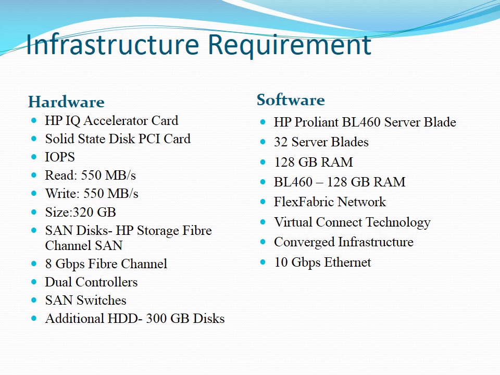Then in case of software, the following are the requirements: HP ProLiant BL460 server blade, 32 server blades, 128 GB RAM, and BL460 128 GB RAM, which increases the processing speed. Then FlexFabric network, which is a unified data center Ethernet fabric delivering a software defined data center network interface, and then a converged infrastructure and a virtual connect technology to increase the performance and simplify the network connectivity. Finally, a 10 gigabits per second Ethernet.